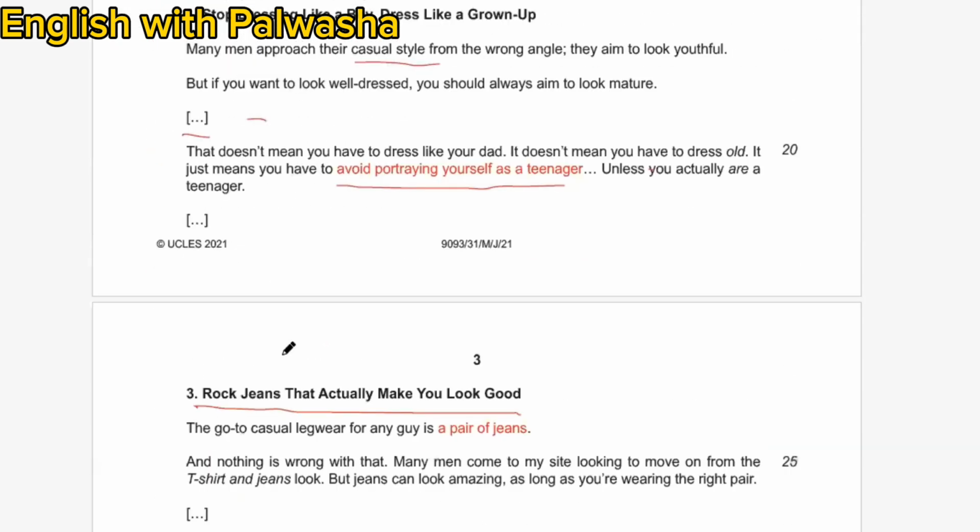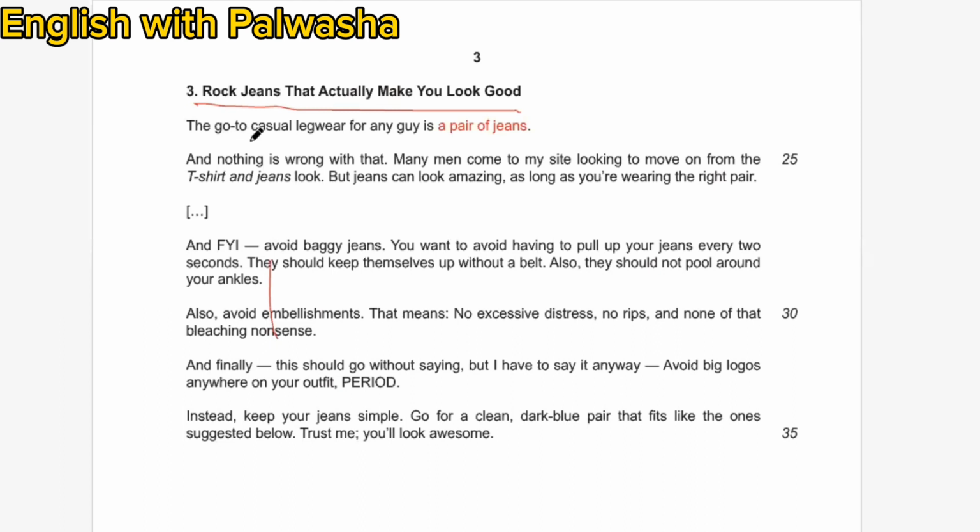All right. So we are on the third one now. "The go-to casual leg wear for any guy is a pair of jeans, okay? And nothing is wrong with that. Many men come to my site looking to move on from the t-shirt and jeans look, but jeans can look amazing as long as you are wearing the right look." Okay, fine. And for your information, here they are also using the short forms as well.